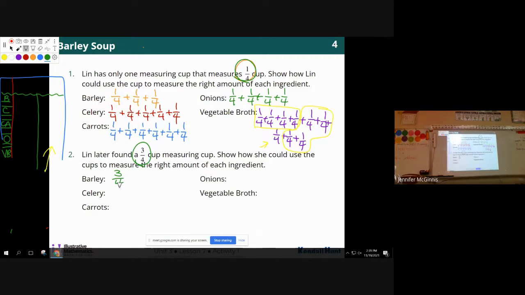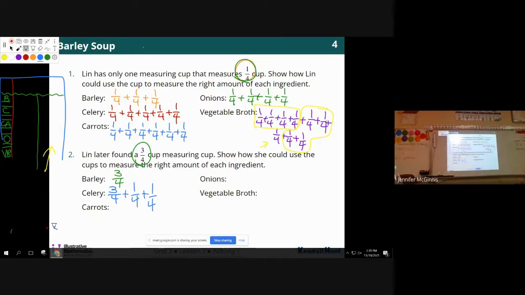Well, she has a 3/4 and a 1/4. So I heard a student say we can't do 5/4 because now she's got the 3/4 and she'd have to have 6. Right, but she's got the 3/4 and the 1/4 cup. So what could she do? Do 1 scoop of the 3/4 and 2 scoops of the 1/4. 1 scoop of the 3/4 and 2 scoops of the 1/4 would get her 5/4, right? Work with your shoulder partner to finish the last 3: carrots, onions, and broth.